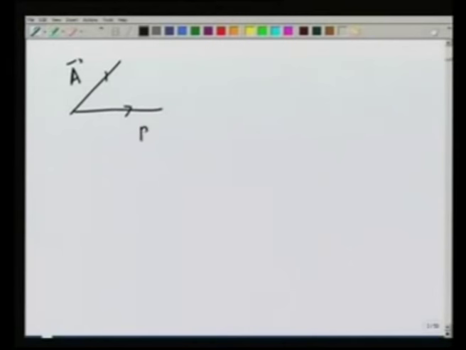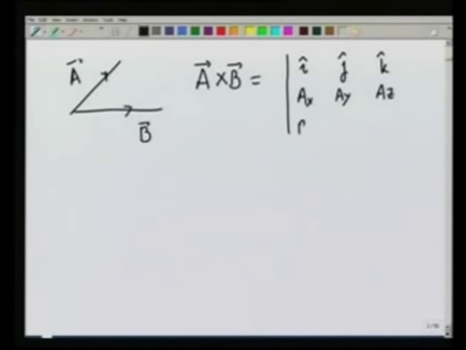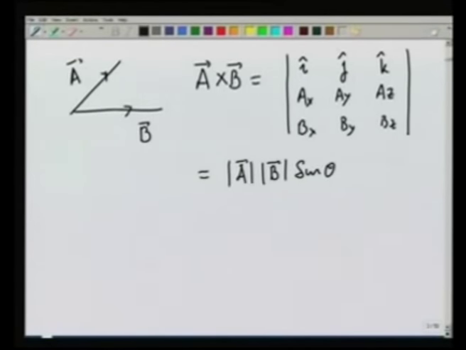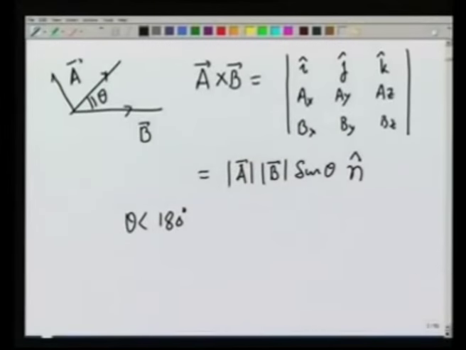Similarly, if I look at two vectors A and B, then A cross B, which I can write as the determinant i j k, A x A y A z, B x B y B z, is also equal to magnitude of A times magnitude of B times sine of theta, where theta is the smaller of the angle between A and B. So, theta is less than 180 degrees, times a unit vector in direction n, where n is perpendicular to both A and B. So, it is perpendicular to the plane formed by A and B. It will be somewhere like this, maybe coming out of this plane of the board.